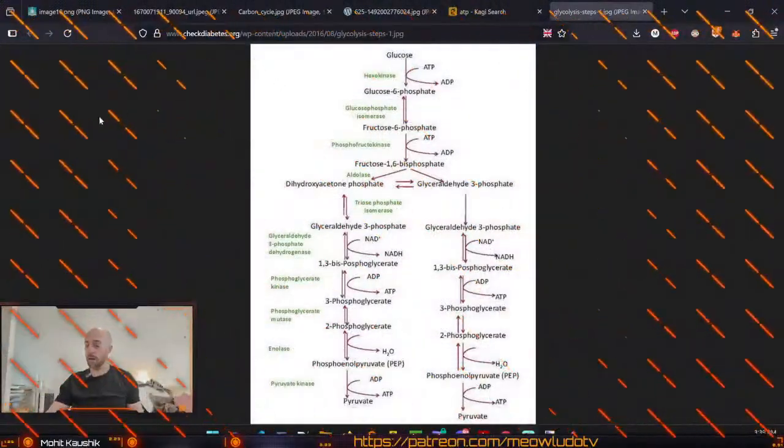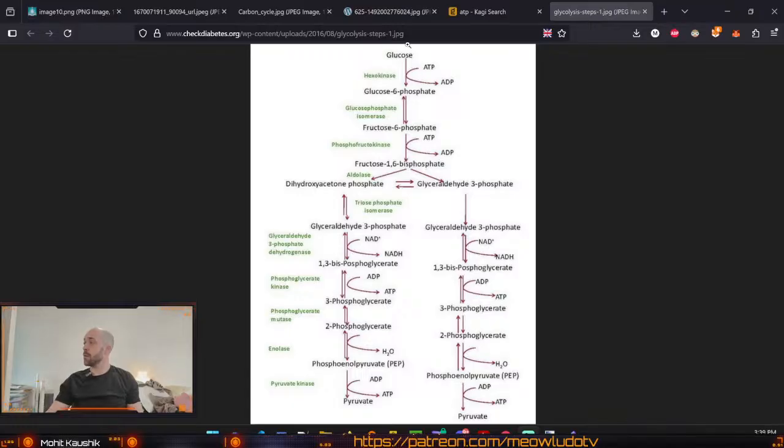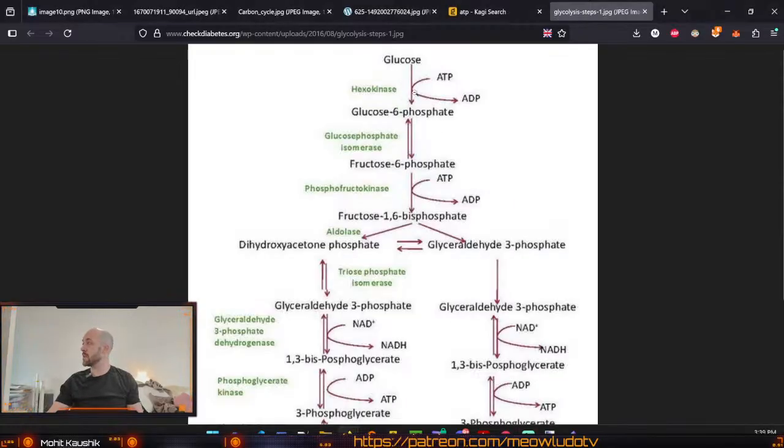Okay, so with glycolysis, as a big overview, let's have a look. Okay, this is what we've got. We start with glucose up the top and we end with pyruvate, and we've got 2 chains. Now, if we have a look in a bit more detail, there's these side things going on. So the first reaction in glycolysis is to turn it into glucose 6-phosphate.